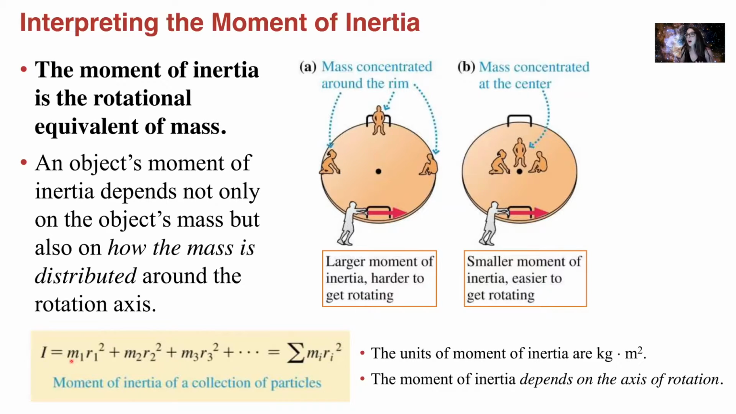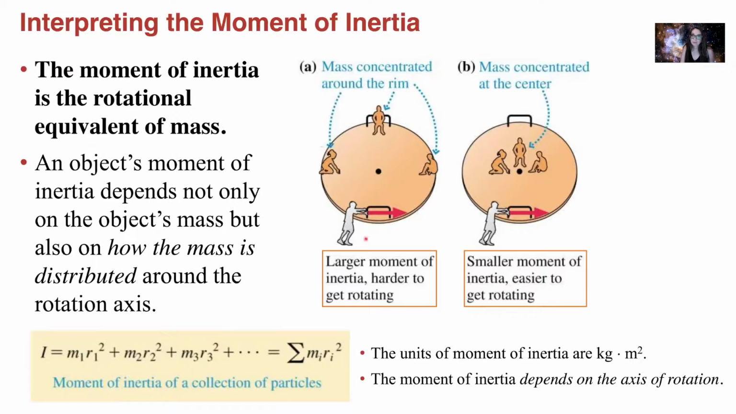Whatever that object is, it has a bunch of mass particles. You get the mass of those individual particles, you figure out their distance from the rotational center, you square that distance, and the sum of all of that is the moment of inertia. So the moment of inertia of any system is equal to the sum of all the individual mass pieces times their distance away from the rotation center squared.